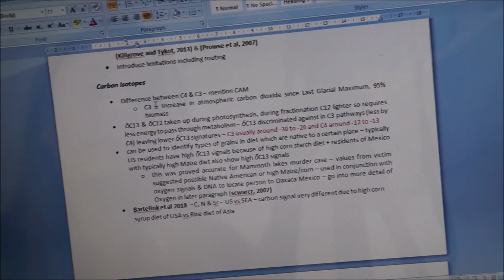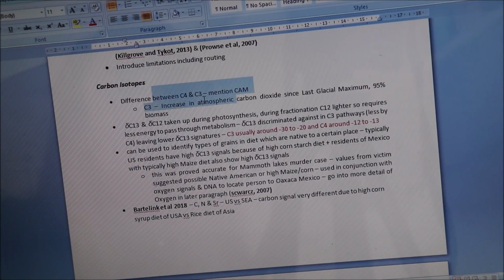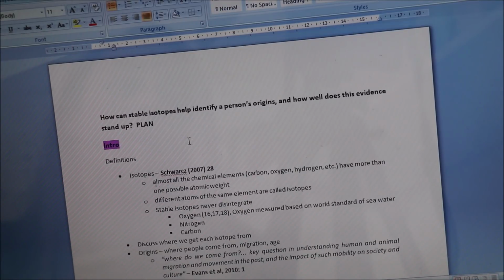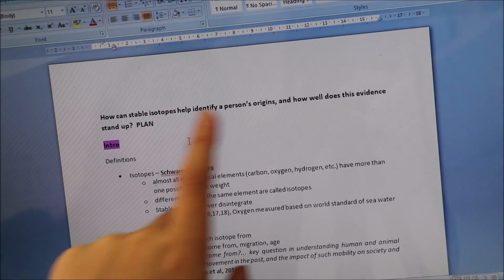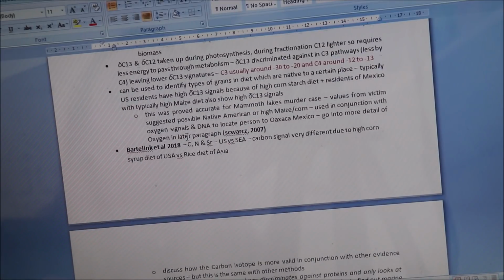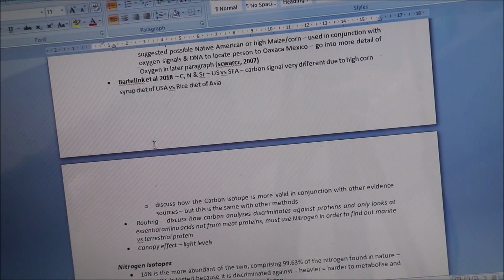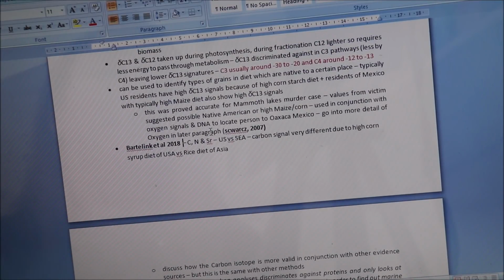So I've talked about the differences between C4 and C5 plants, how they then transfer into the different carbon values, why that's good for finding people's origins, and then because half of the question is how well does this evidence stand up, I have introduced a case study. The newer the source the better, if possible. Particularly go for sources from the 2000s.